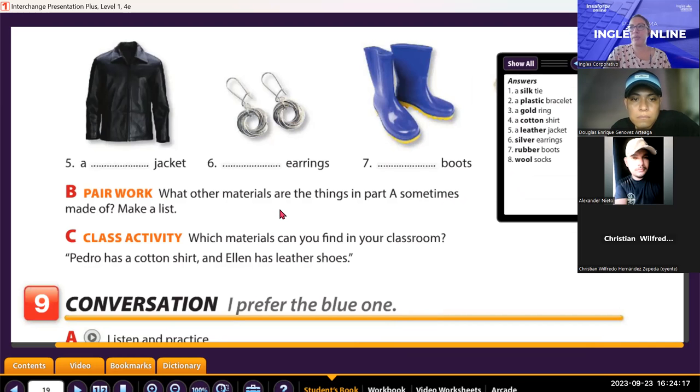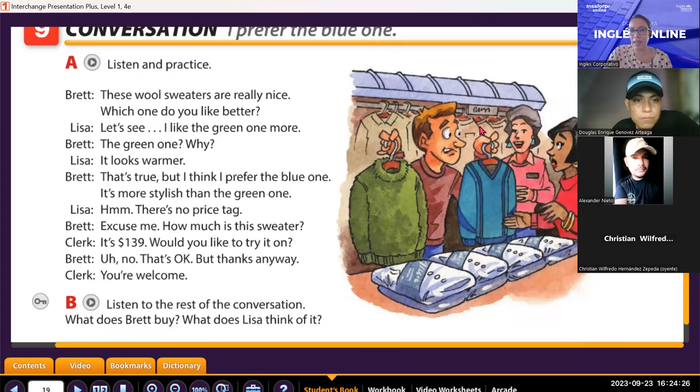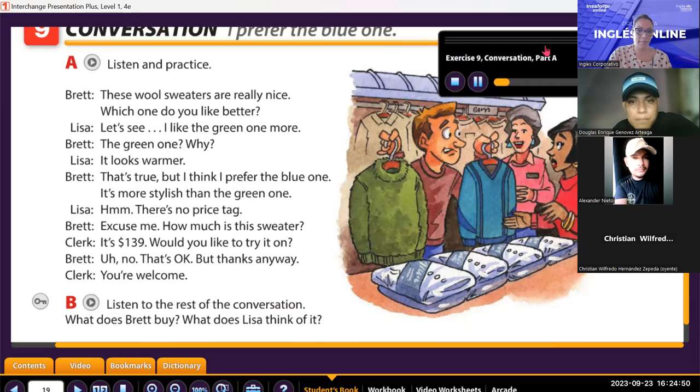Okay. Now we have the vocabulary. It is time to practice this conversation. As you can see here, they are probably just shopping. He is holding two sweaters. Okay, we're going to listen first, and then we're going to define some vocabulary and practice it.